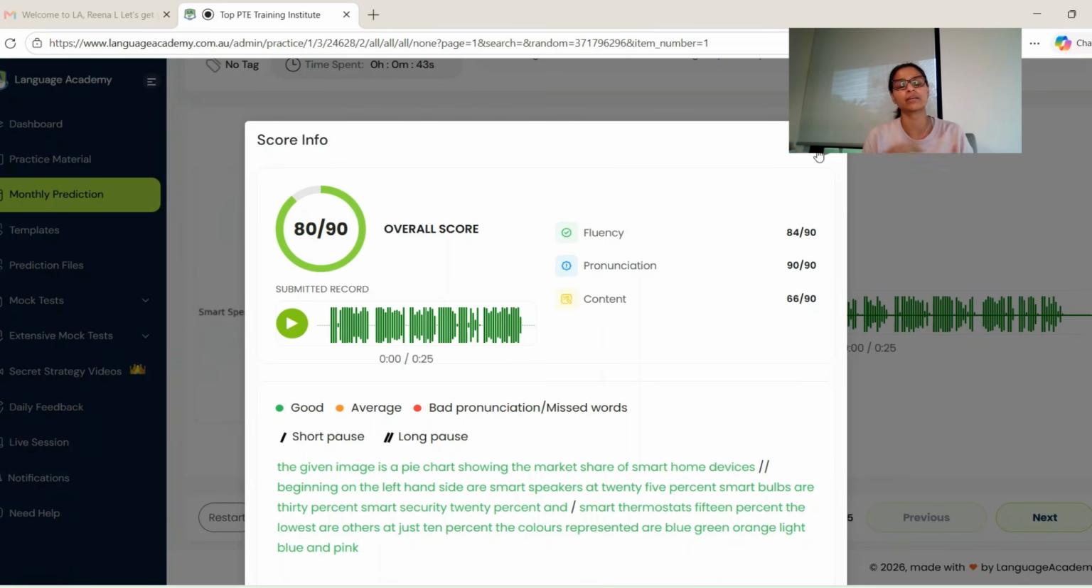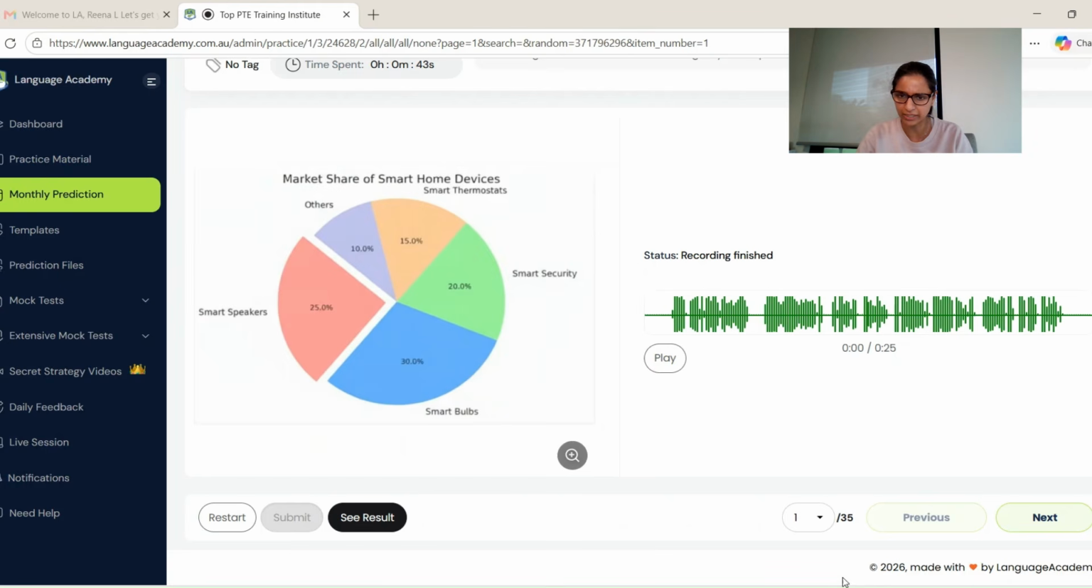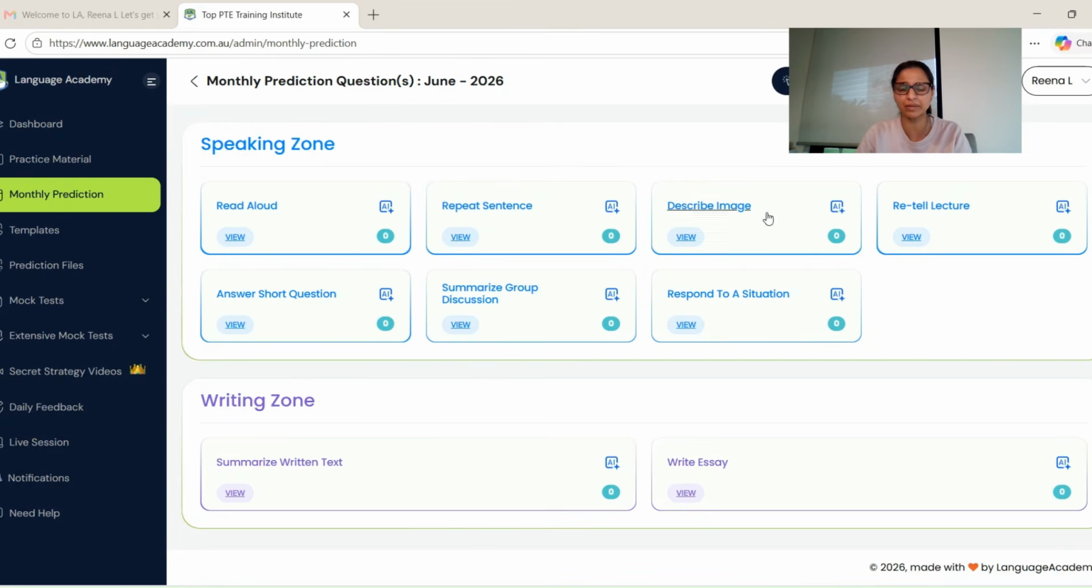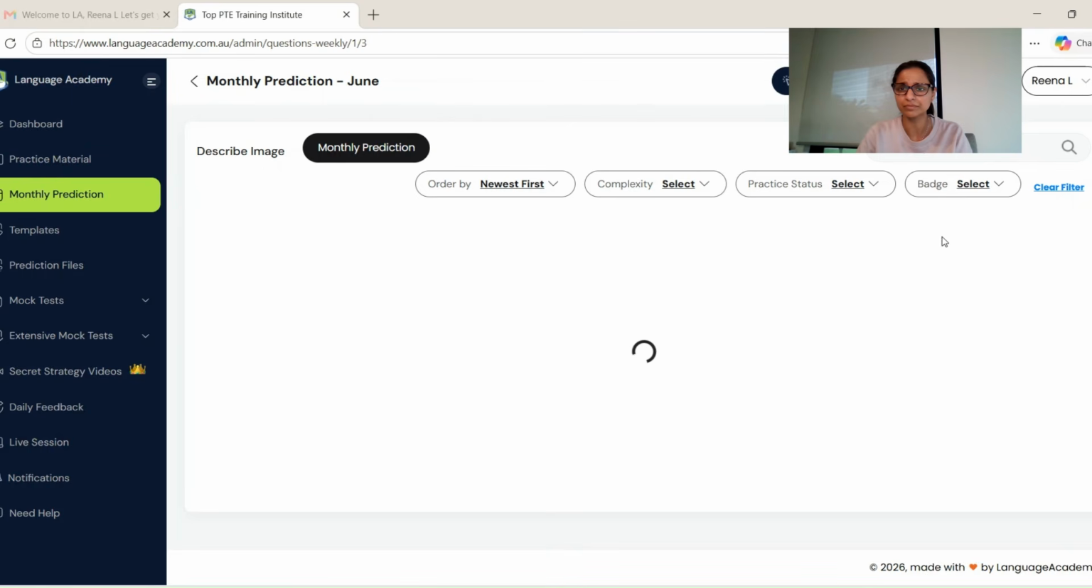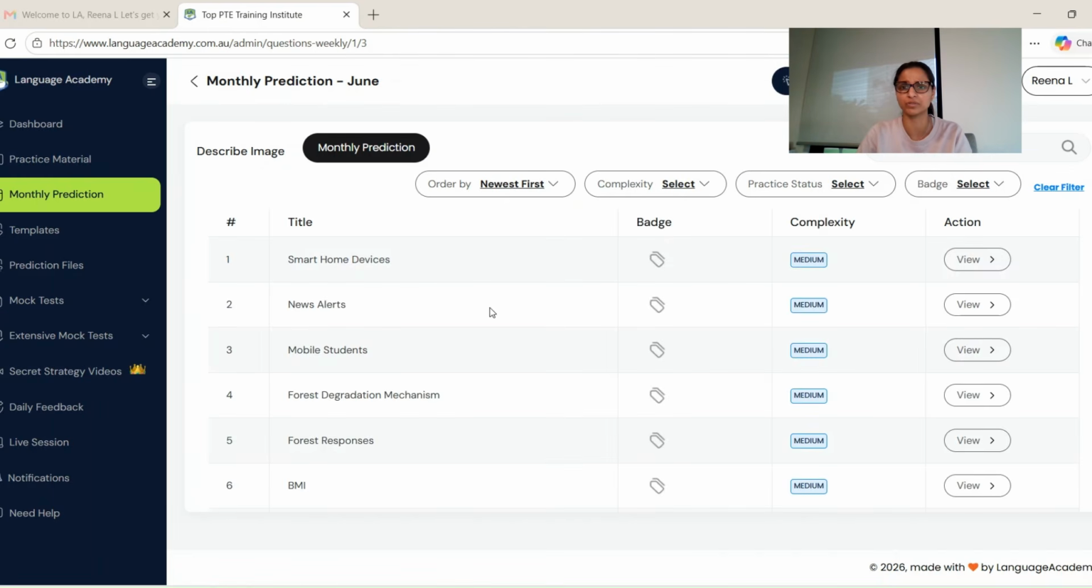And if you are getting, let me just cancel this for a second. And maybe let's do another one. I love trying out new platforms. Let's do another monthly prediction for describe image. I'm super impressed that I'm using this for free, which is really strange because none of the other platforms will do the AI marking for free.